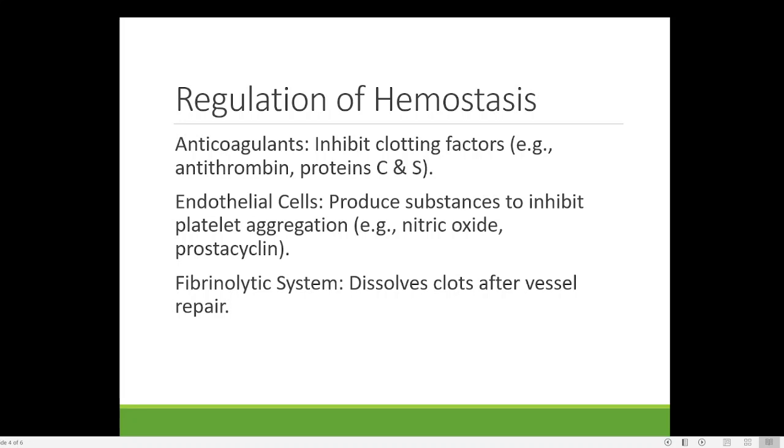For example, when ESR is taken, then we will have to add some anticoagulant, and the anticoagulant will be preventing the clotting. Then another type of regulation of hemostasis is by means of endothelial cells. They will be producing substances to inhibit platelet aggregation. So platelet aggregation is an important mechanism by which clot formation is taking place. Earlier I have shown you how this platelet aggregation is taking place. This is known as platelet adhesion. Next mechanism is that endothelial cells will be producing substances like nitric oxide or prostacyclin. They will be preventing the adhesion of platelets. Then we have another type of mechanism known as the fibrinolytic system that will be dissolving the clot after vessel repair. So these are the three means of regulation of hemostasis.